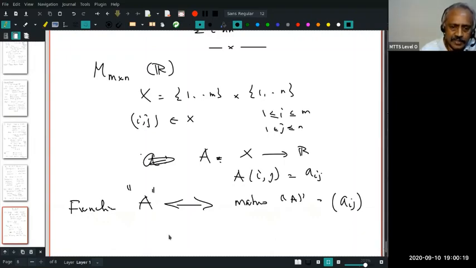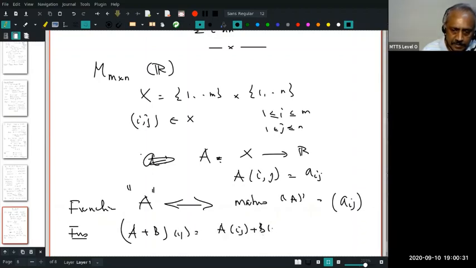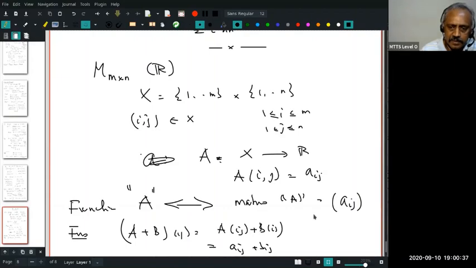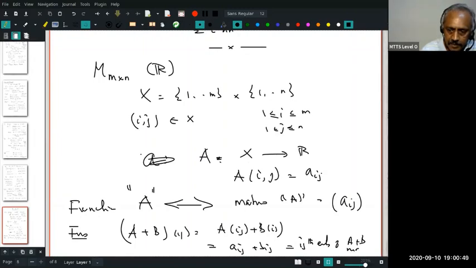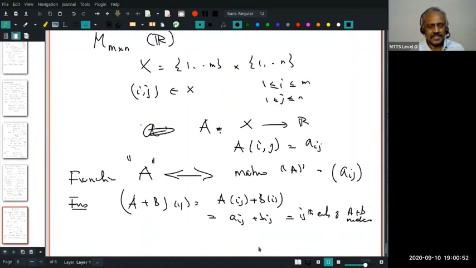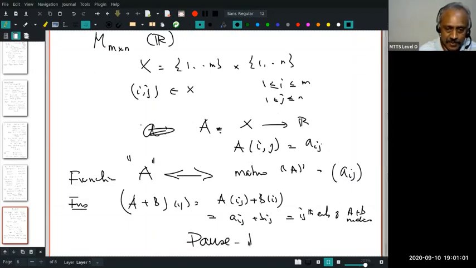Okay. Now, how do I add two functions? The function A plus B at (i, j) is A at (i, j) plus B at (i, j). But what is A at (i, j)? This is Aij plus Bij. But this is nothing other than the ijth entry of the sum of two matrices. You follow that? Just think over. Okay. If it's a little too intimidating, do not bother. But it will be very nice for you to learn this way.